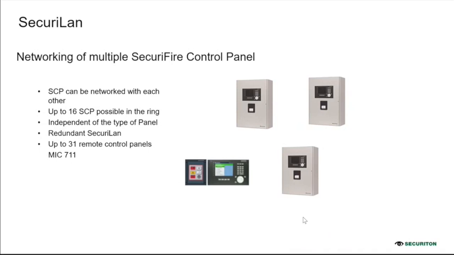As well, we can connect up to 31 remote control panels. What does it mean? The maximum number of devices is 32. So it's a combination between the number of MIC and the number of panels. In total, 32 devices on the SecuriLAN.